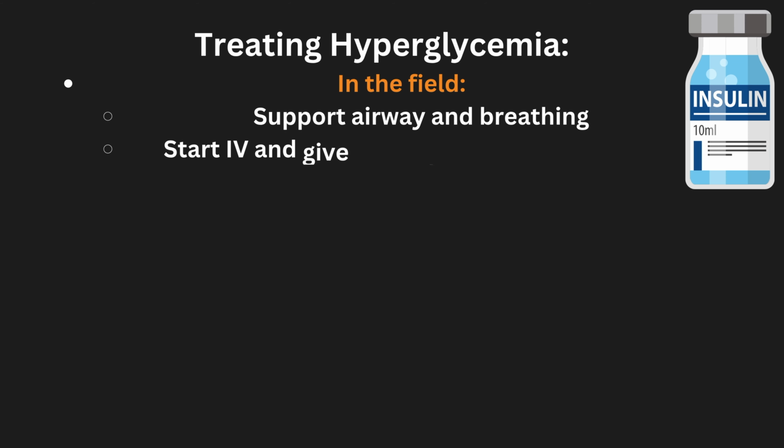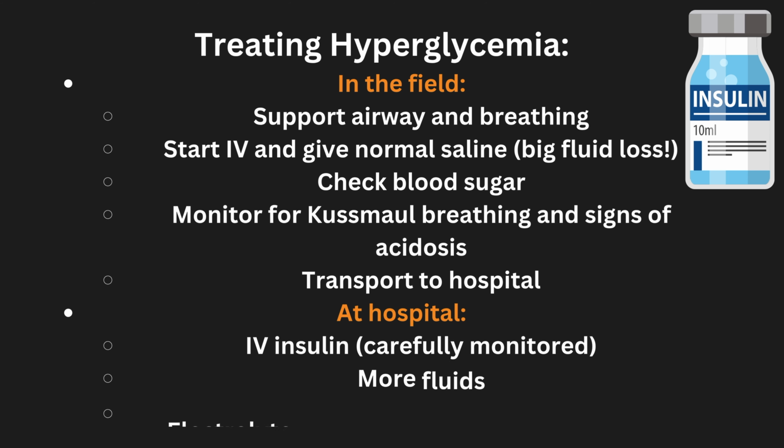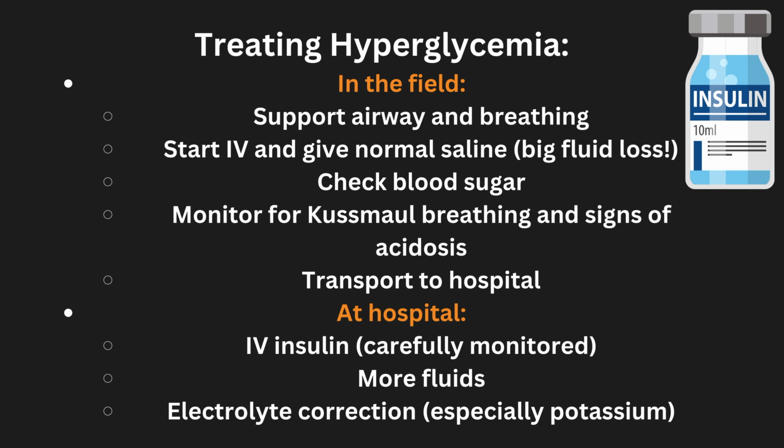So hyperglycemia, in the field we're going to support the airway and breathing, start an IV, check the blood sugar, monitor for Kussmaul breathing and signs of acidosis, and rapid transport to the hospital. At the hospital, they can give an IV of insulin or electrolyte correction to help bring up the fluids, especially potassium, to try to bring the sugar down.